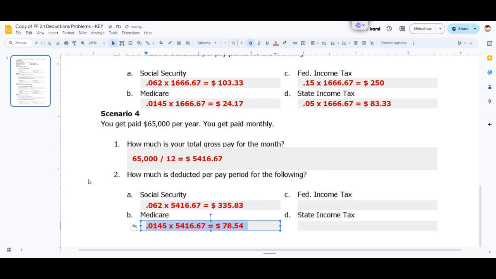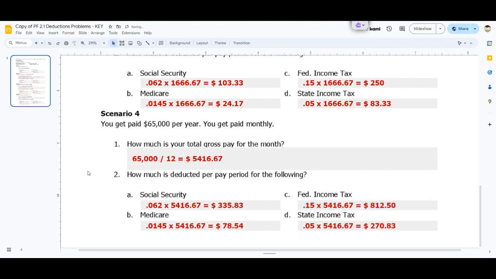For Medicare, 0.0145 times that amount is 78.54. For federal income tax, 15% is 812.50, and for state income tax, 5% of that amount is 270.83.